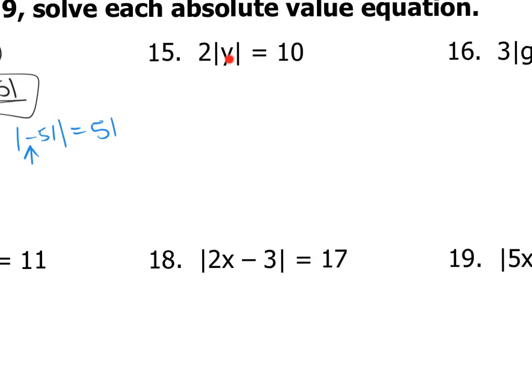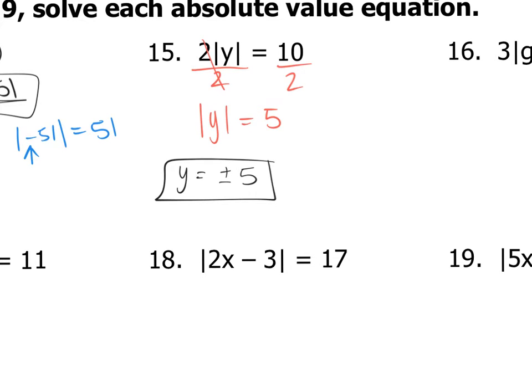For number 15, before we analyze the absolute value, you need to get it by itself. In other words, you need to get rid of all of the other guys on the same side of the equal sign that are not inside the absolute value. So this 2 needs to move. Right now it says 2 times the absolute value of y, so the opposite of times would be divide. Let's divide both sides by 2, and we get the absolute value of y equals 10 divided by 2 is 5. So that means that y itself could equal either plus or minus 5, just like we did on 14.